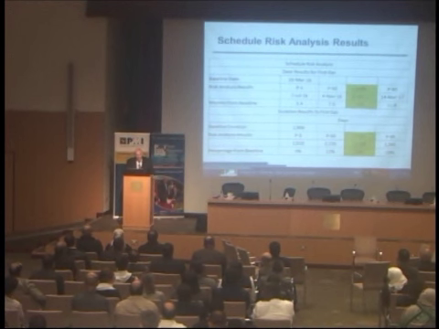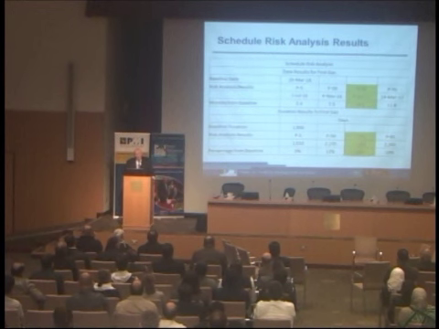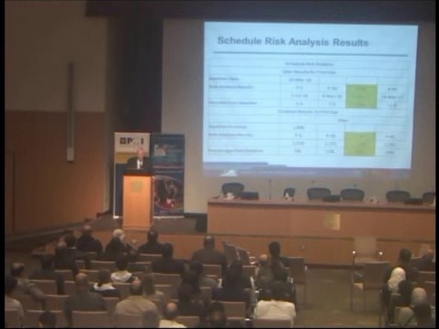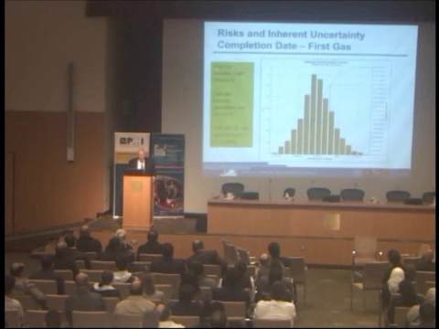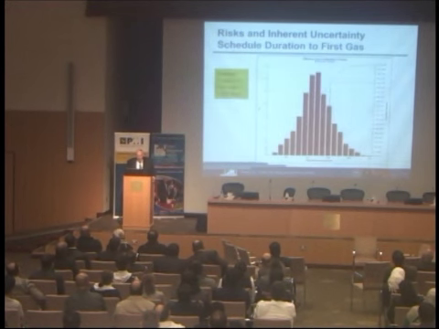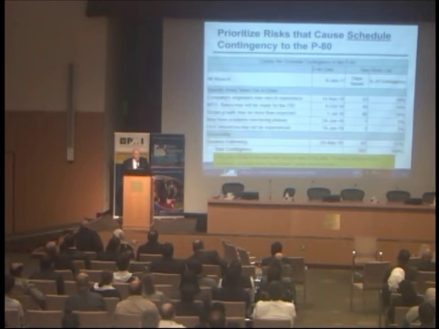The inherent variability was 3 months. The risks themselves added another 6.6 months, and that's sort of reasonable. Inherent variability is important. You probably can't mitigate it, but the risk events will add more days at the 80th percentile. Okay, so these are risk events, inherent risk completion date at the first gas. This is just a histogram you would have gotten even if you didn't do cost risk. But, and this is the duration, and now here's my prioritization of risks using quantitative methods.